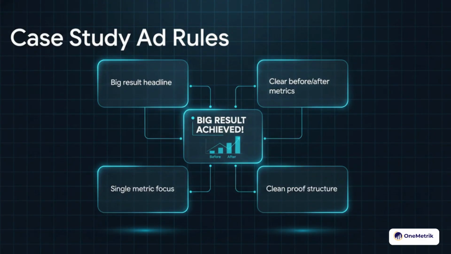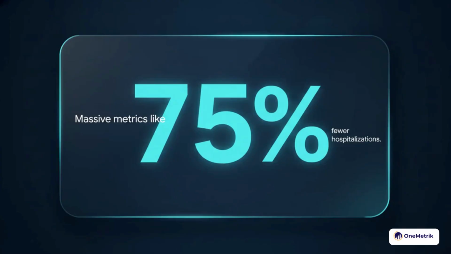You need a massive result headline, clear before and after metrics, and a total focus on one single powerful metric. Having a really clean proof structure like this dramatically lowers the perceived risk for the buyer. Whether your hook is 75% fewer hospitalizations in healthcare or $750K in cloud savings for an IT team, that one single massive metric has to dominate the visual space. Please don't hide the main outcome in a giant paragraph of text. You want to make that transformation incredibly obvious in a split second while they're scrolling through their feed.